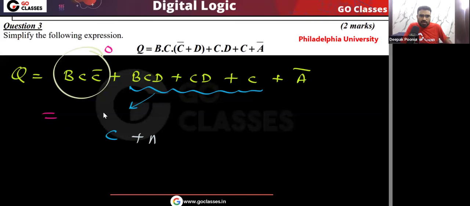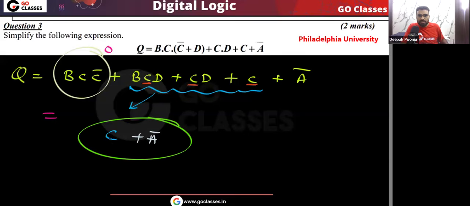Because here actually you can apply the absorption property. You have C here, you have C here, you have C here. So using the absorption property, finally it will become C, and there is A bar here, C or A bar. So did you notice one thing?